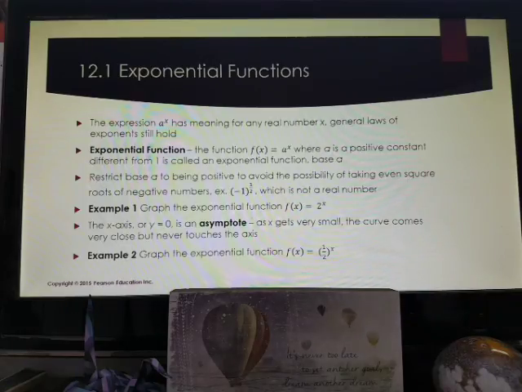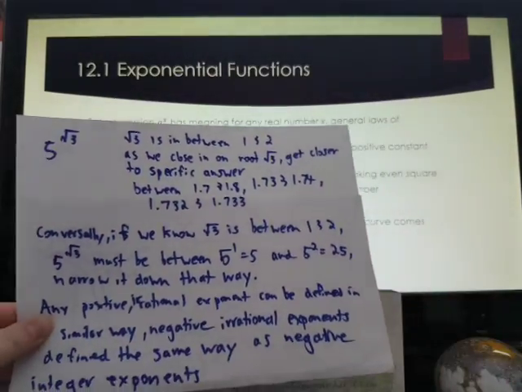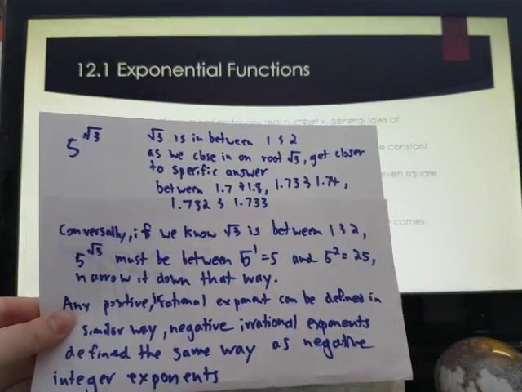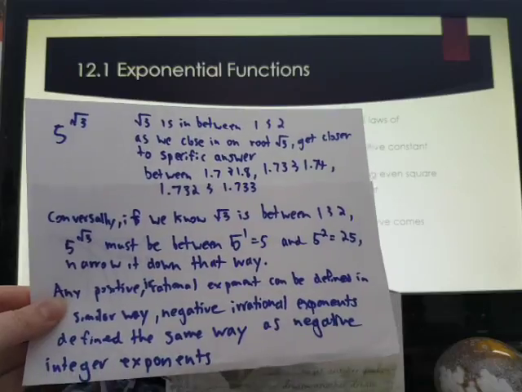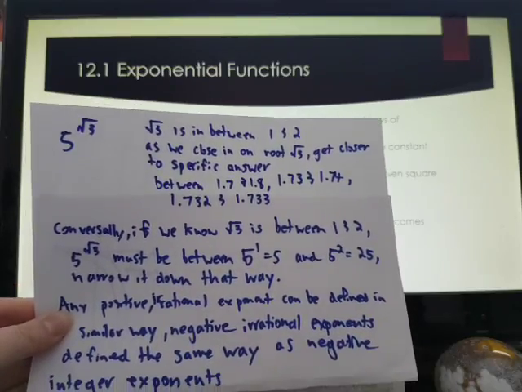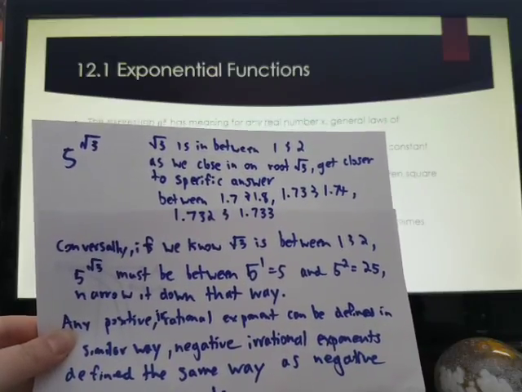So I'll show you a little bit of what I mean, and I'm going to be basically showing you this PowerPoint slide, but then also going back and forth and showing you examples as I've written them out, so hopefully this works properly. So for example, you can see right here on the top of the page that we have 5 to the square root of 3, and so we know square root of 3 is in between 1 and 2. As we close in on the root 3, we're going to get closer to the specific answer.